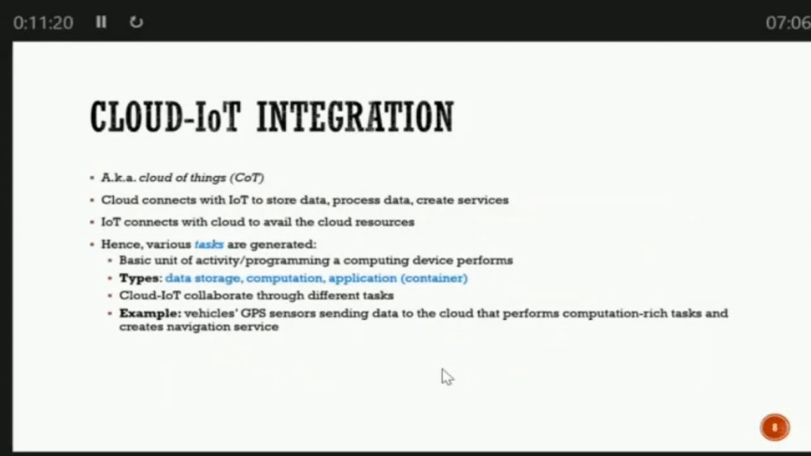Now, what is cloud going to do with all those resources? Cloud is going to wait for the data from different sources. And based on that data, cloud has a lot of power, processing power, memory, storage, all that stuff. So cloud would be building applications or services based on the data cloud receives from different sources.